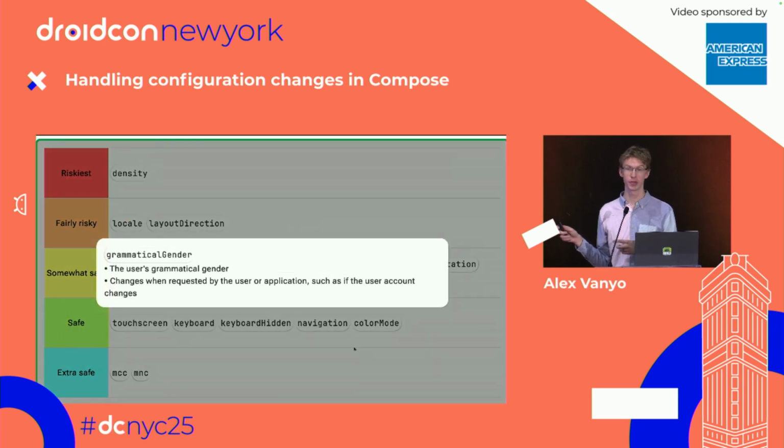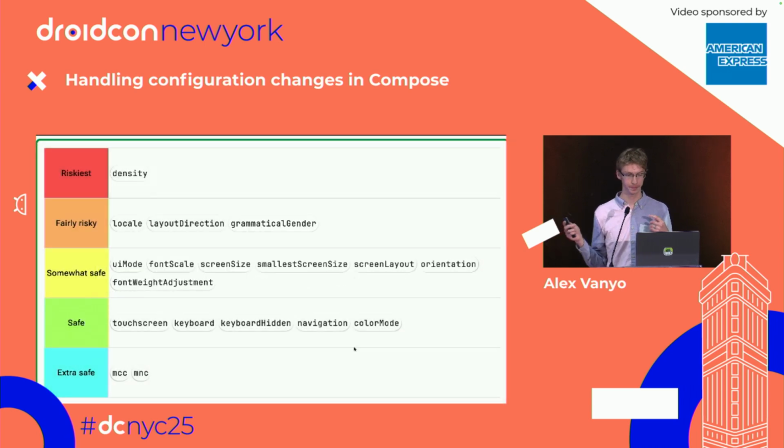Grammatical gender. This is the user's grammatical gender. And this can change when requested by the user or application. And imagine a use case where you have multiple accounts, and as you're switching the user account, the grammatical gender might change. Again, this is related to locale, getting the correct text formatting, so I'm putting it up there.